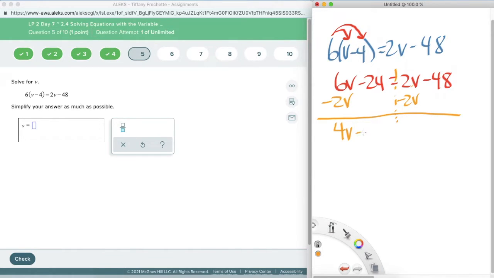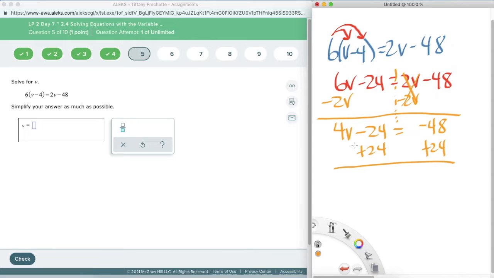If I had subtracted the 6v, I still would have ended up with 4, but it would have been a negative 4v. Is that a problem? No. It's just a preference on my part that I like to try to end up with a positive number if I can. So 2v minus 2v cancels, and you get negative 48. All right, so now we're looking much more like a regular two-step equation. So what's being added or subtracted on the same side as the variable? 24 is being subtracted, so I'm going to add 24 on both sides.